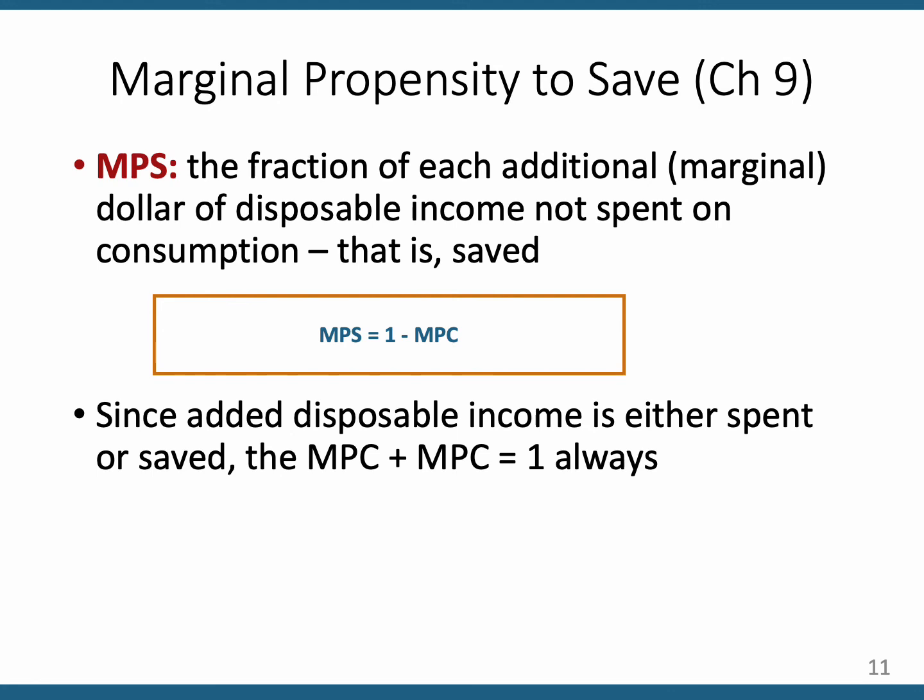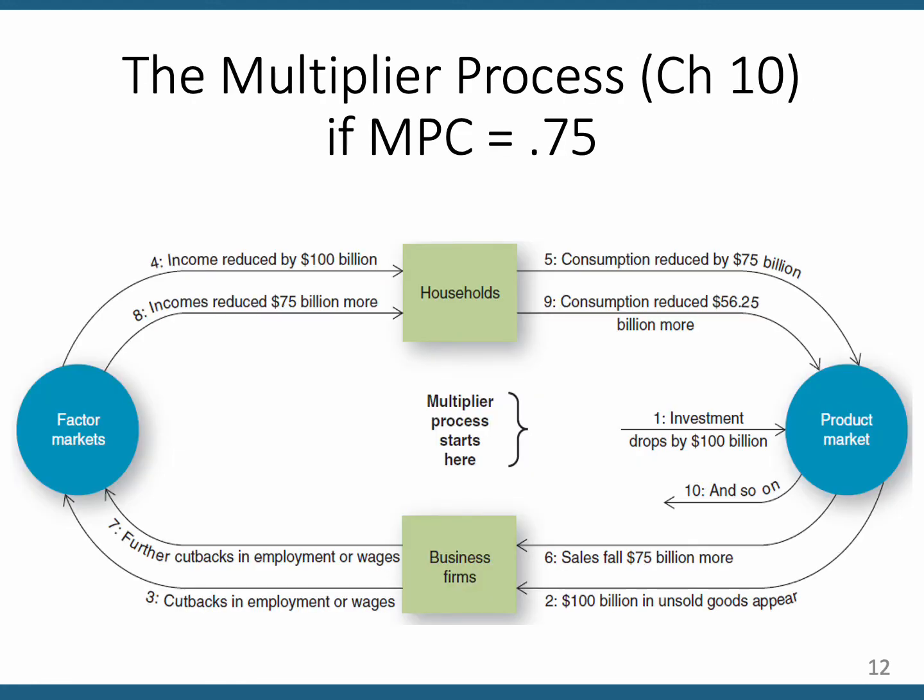Now this leads us to the multiplier process, which is a topic from Chapter 10. Now the multiplier process is very important to understanding how fiscal policy plays out when it's being implemented. And this diagram is showing you the multiplier process sort of working in reverse. Before I get to this, let me explain it this way.